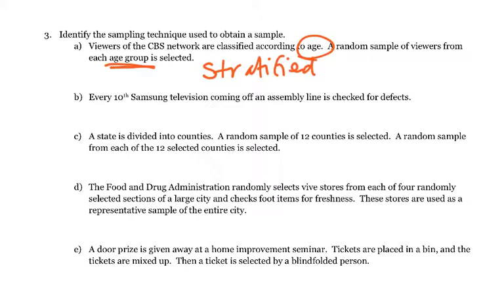The next one, every 10th Samsung television coming off the assembly line is checked for defects. Picking every 10th TV to check for defects is systematic. You have a system on how you select. It's the TVs. It's every 10th TV.